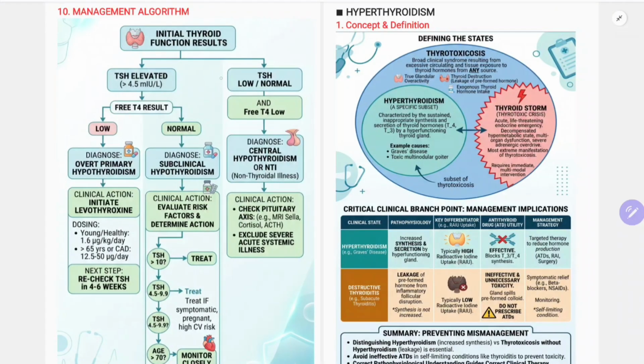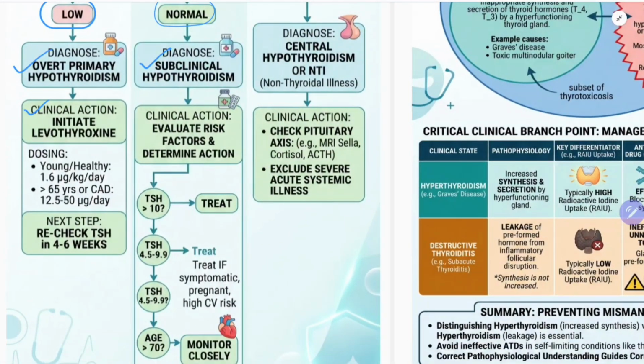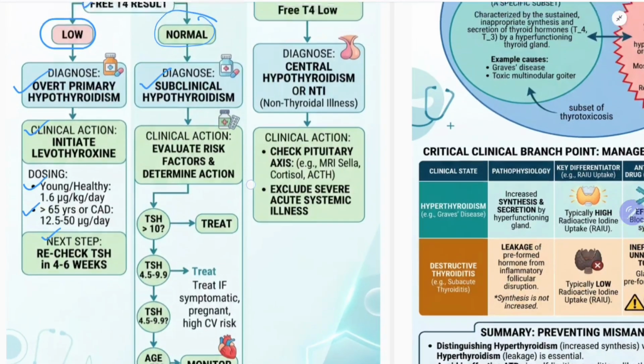For screening just use TSH, and for confirming use TSH and FT4. If TSH is more than 4.5, check free T4. If it is low, then it is overt primary hypothyroidism. If it is normal, then it is subclinical hypothyroidism. Here, initiate levothyroxine. Dosage in young and healthy patients is 1.6 microgram per kg per day. In those more than 65 years or with coronary disease, it is 25 microgram per day. Next step, recheck after 6 weeks.